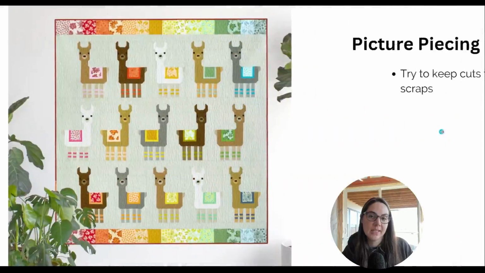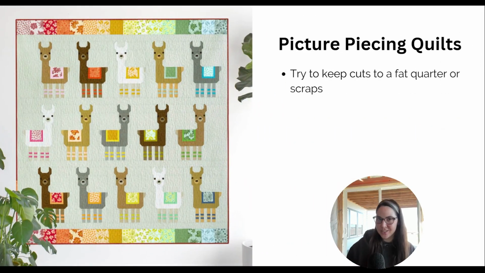Let's talk about a second scenario, which is what I like to call picture piecing. These are things that depict real life things. So usually animals or some sort of object. This particular example is an Elizabeth Hartman pattern, a very iconic pattern. It's called Little Llamas. And you can see that the piecing is done in such a way that it looks like a real llama, which is really cool.